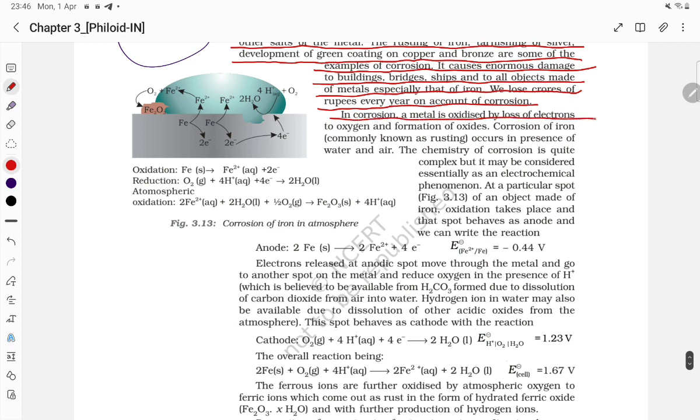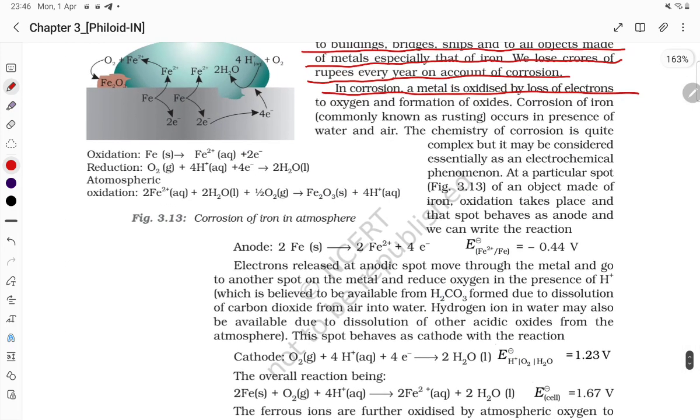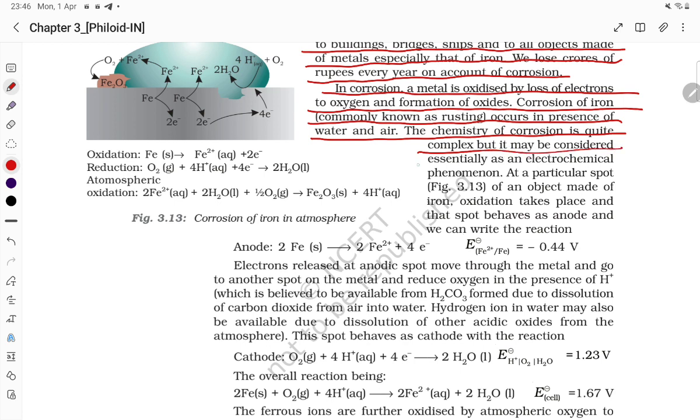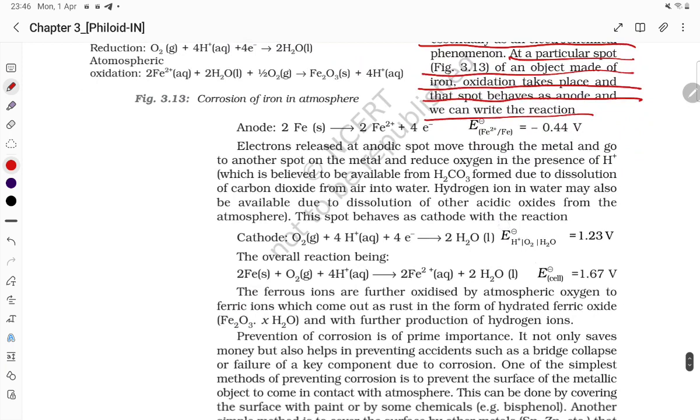In corrosion, a metal is oxidized by loss of electrons to oxygen and formation of oxide. Corrosion of iron, commonly known as rusting, occurs in the presence of water and air. The chemistry of corrosion is quite complex, but it may be considered essentially as an electrochemical phenomenon. At a particular spot of the object made of iron, oxidation takes place, and that spot behaves as an anode. We can write the reaction: 2Fe → 2Fe²⁺ + 4 electrons. The SRP value is -0.44 V.